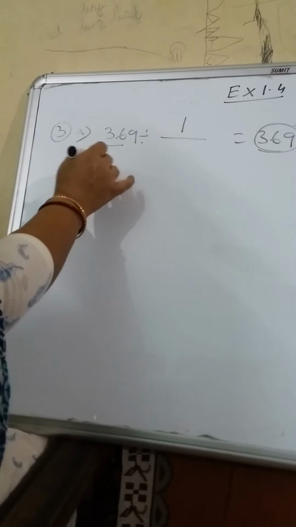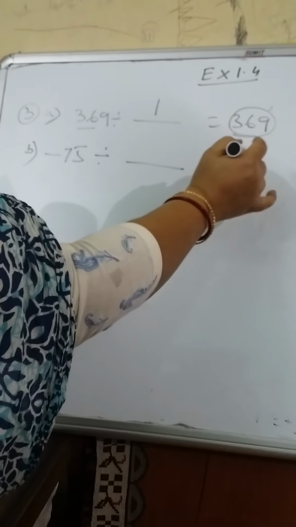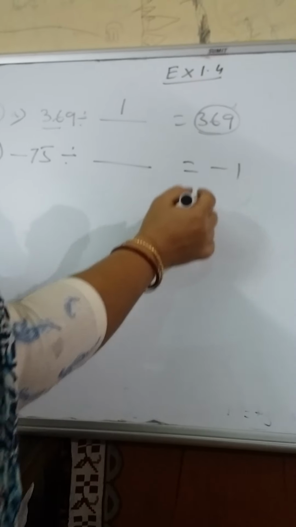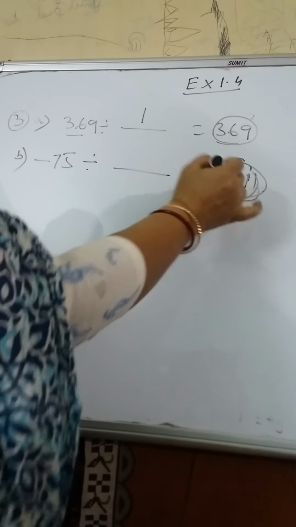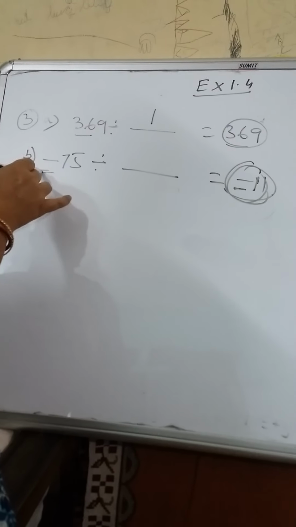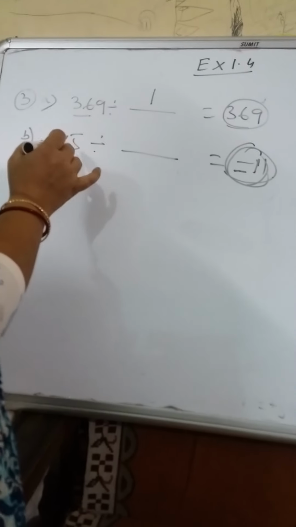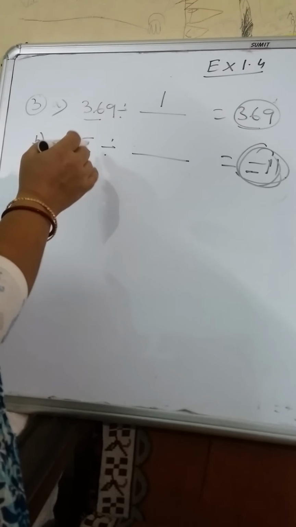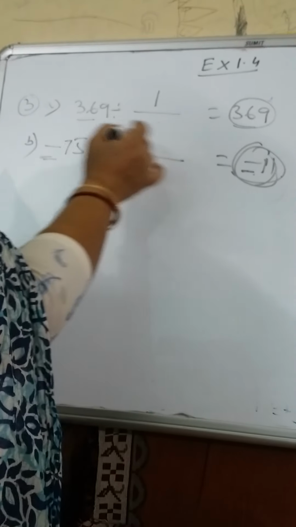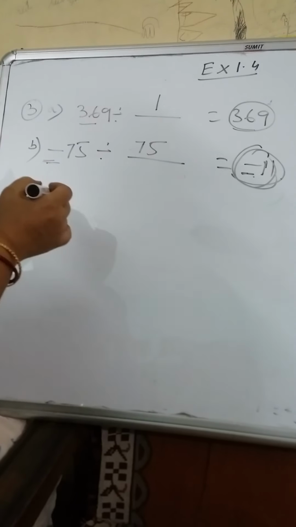Another one: minus 75 divided by a blank is minus 1. Your result is having a minus sign, and one minus sign is already there, so the blank should be plus. And if you divide 75 by a number to get 1, the divisor should be 75.